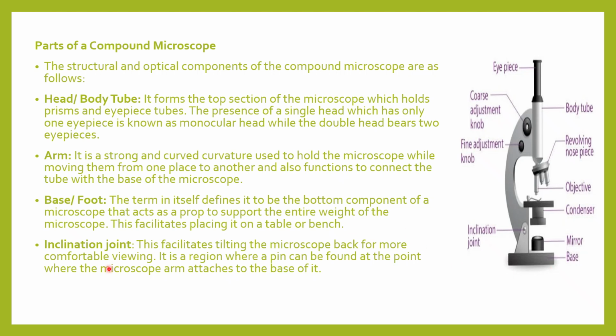Okay, so then the next is the inclination joint. This facilitates tilting the microscope back for more comfortable viewing. It is a region where a pin can be found at the point where the microscope arm attaches to the base of it. Okay, so now this is the inclination joint. As you can see, there is a pin over here, and this pin is the one which is attaching the base to the arm of the microscope. And this inclination joint will help in the tilting of the microscope for comfortable viewing.